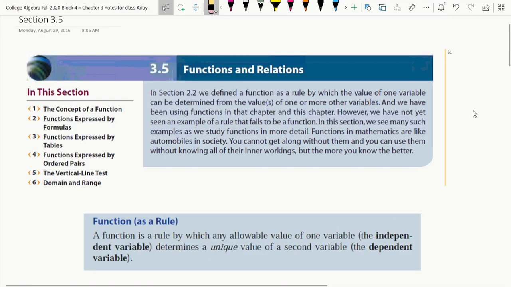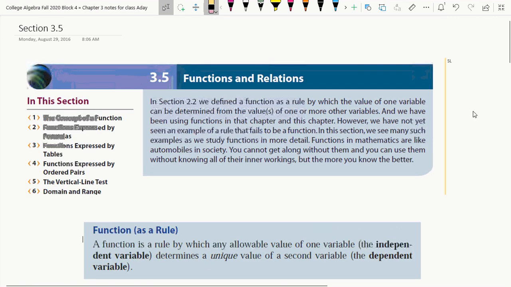All right, so today we're going to deal with section 3.5, functions and relations. We're going to look at functions first.